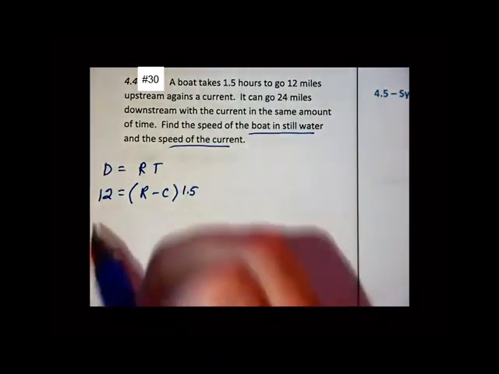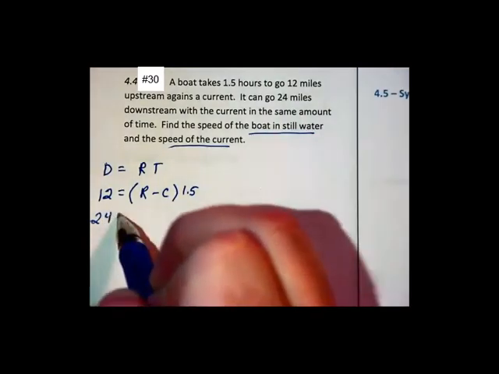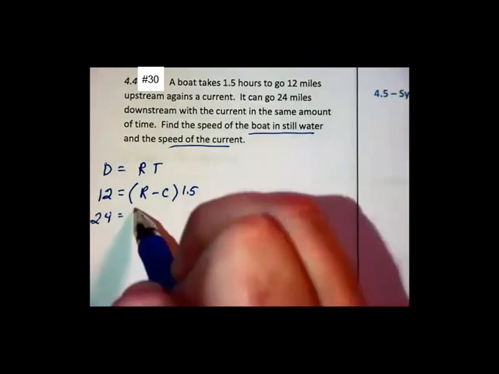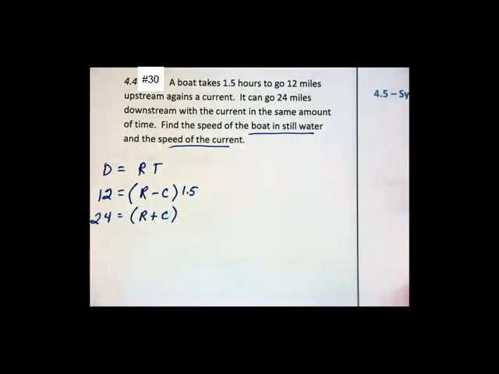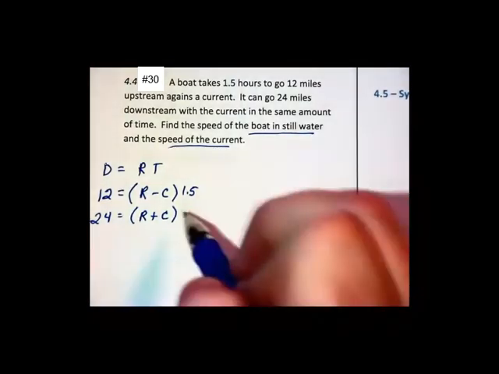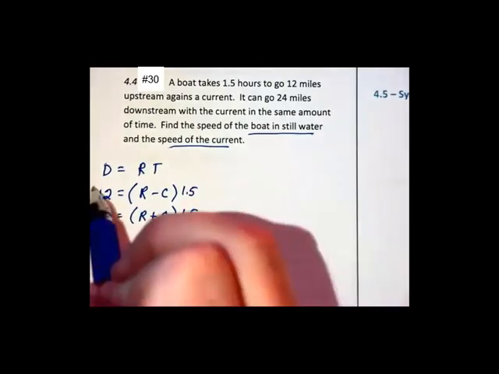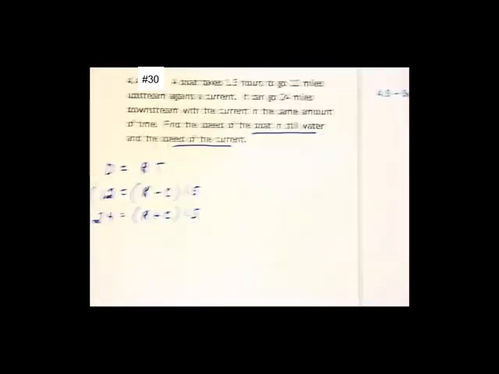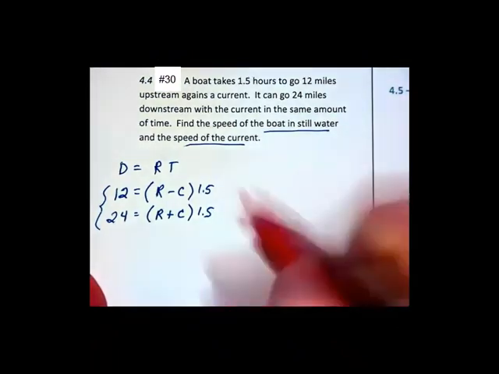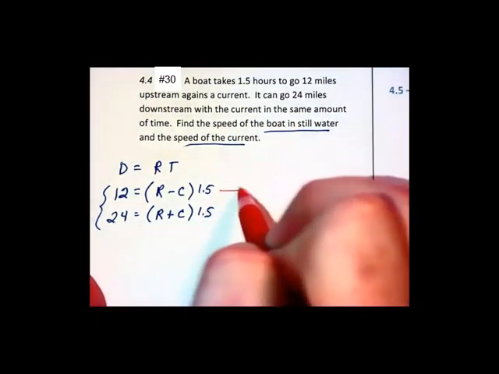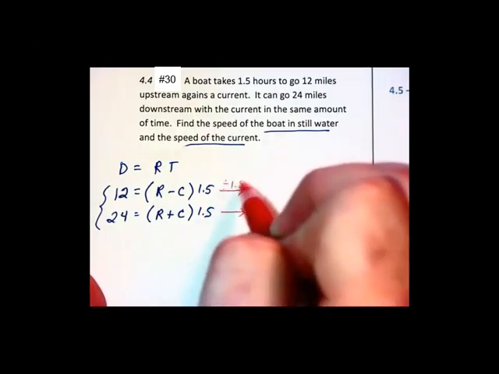The second thing says it can go 24 miles. That's a distance on our second equation. This time it is with the current, so you get the current working with you, R plus C, in the same amount of time, which is 1.5 hours. There are our two equations that we're going to work with. Now it turns out in ALEKS that you can always divide off the time. In each of these cases we're going to divide by 1.5.